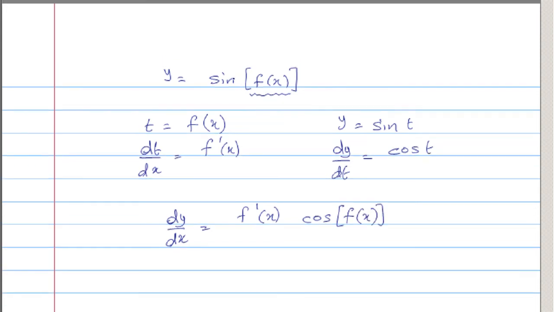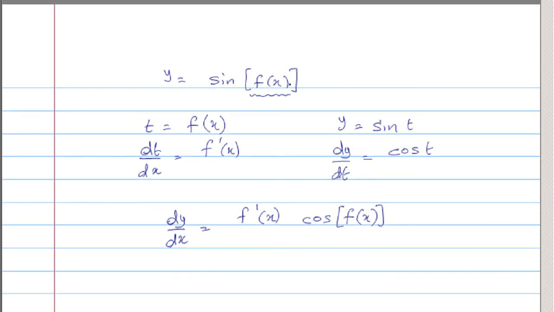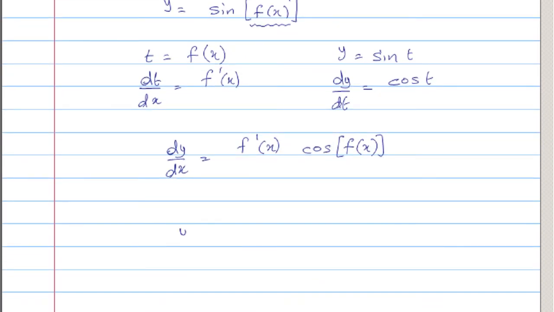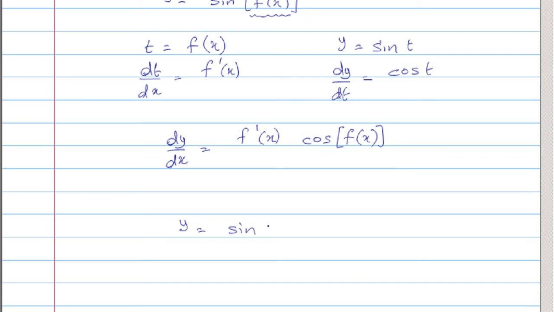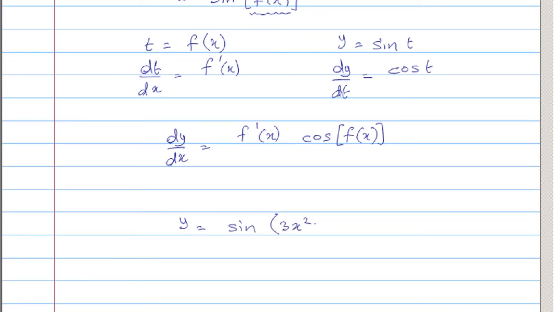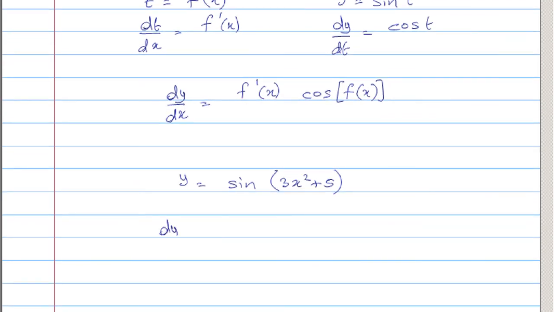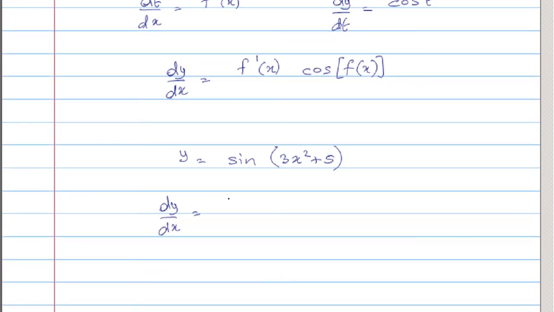Okay, so what the rule says is if I have sine of some function, then first find the derivative of whatever that function is, the derivative of the inside part. So that's f dash of x, and then multiply it by the cos of whatever that function is. So let's take an example. Let's say we have y equals sine of, let's say, 3x squared plus 5, and we want to differentiate this, so dy over dx. Now the way I think of it is that instead of 3x squared plus 5, just think of this as sine of x.